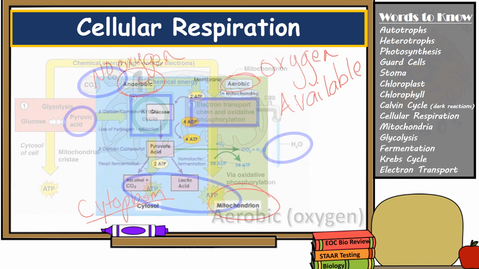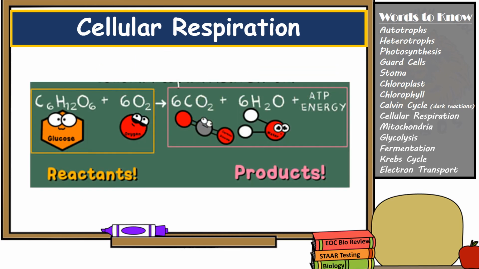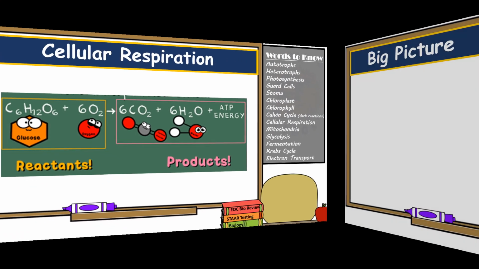Now, in total, cellular respiration can possibly give 36 ATP molecules from just one single glucose molecule. Overall, it can be summarized best with this equation, in which one glucose molecule plus 6 O2 molecules end up producing 6 CO2 molecules and 6 H2O molecules with a total of 36 ATP energy-containing molecules.